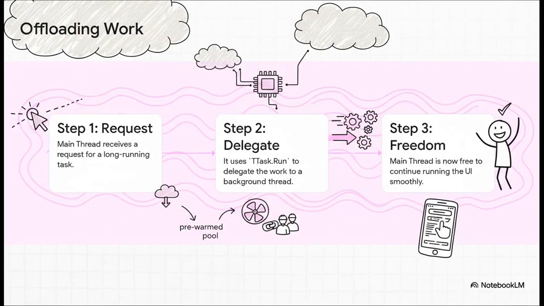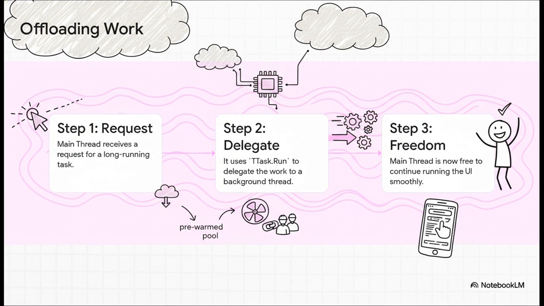Let's walk through how this works. Step 1, the main thread gets a request. Let's say the user taps the download button. Now, instead of starting the download itself, it moves to step 2. It uses Task.Run to delegate that job. The PPL immediately grabs a ready-to-go worker thread from a pool and tells it to get to work. And that brings us to the most beautiful part, step 3, freedom. The main thread is instantly free. It doesn't wait.